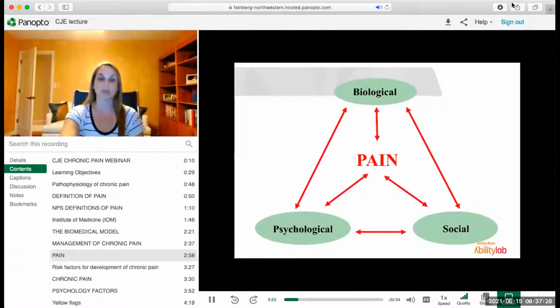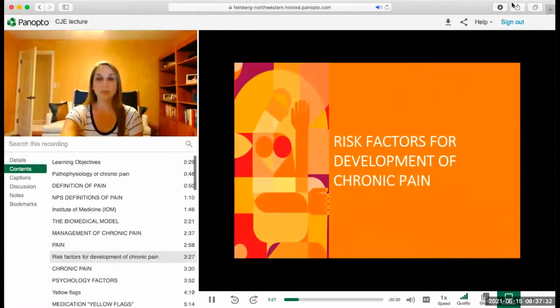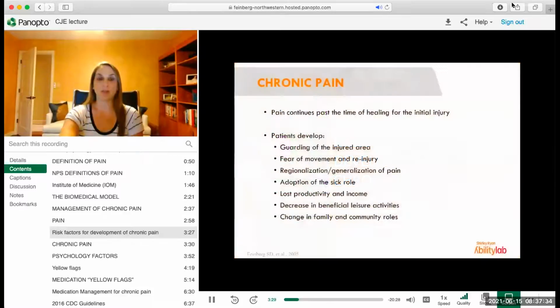So really the best way to treat chronic pain is using this biopsychosocial model. So, risk factors for developing chronic pain. Chronic pain is pain continuing past the time of healing for that initial injury. People can develop guarding of the injured area. They can have fear of movement and re-injury, regionalization or generalization of the pain.